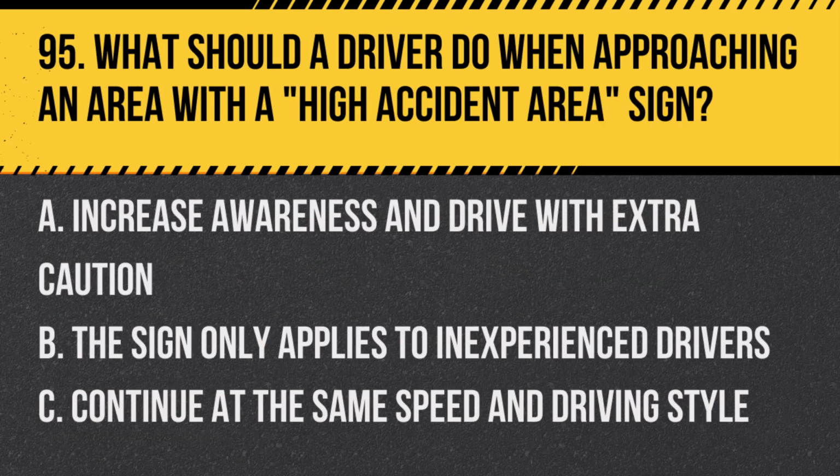Question 95. What should a driver do when approaching an area with a high accident area sign? A. Increase awareness and drive with extra caution. B. The sign only applies to inexperienced drivers. C. Continue at the same speed and driving style.